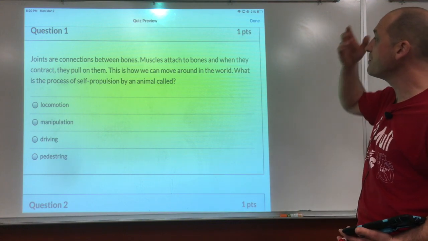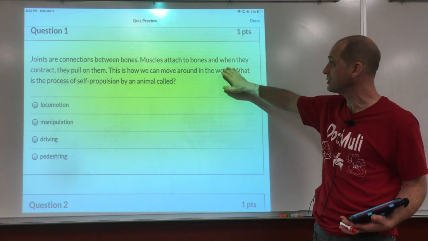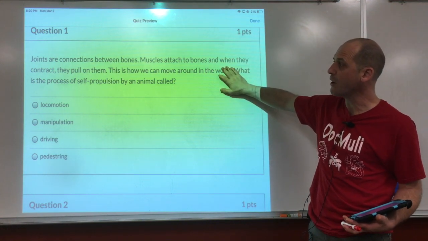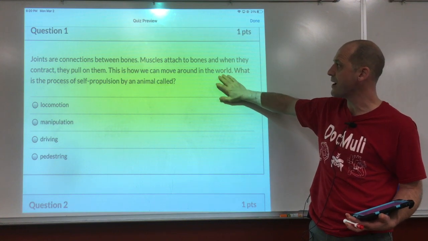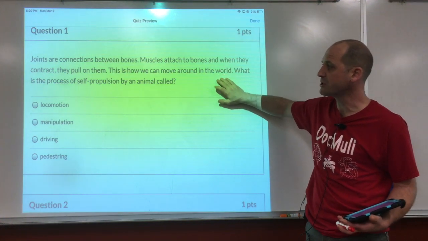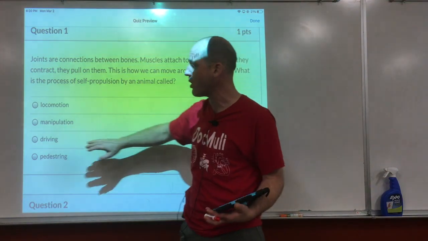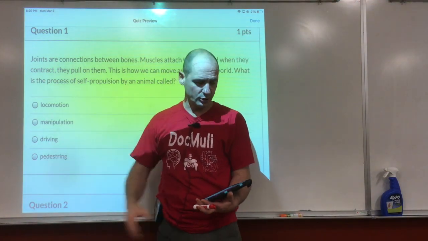Joints are connections between bones. Muscles attach to bones, and when they contract, they pull on them. This is how we can move around in the world. What is the process of self-propulsion by an animal called? Locomotion. Yes.